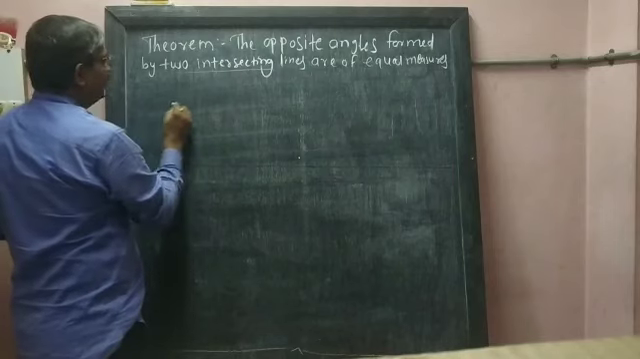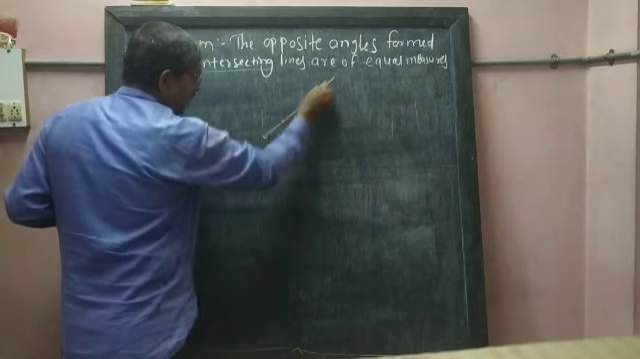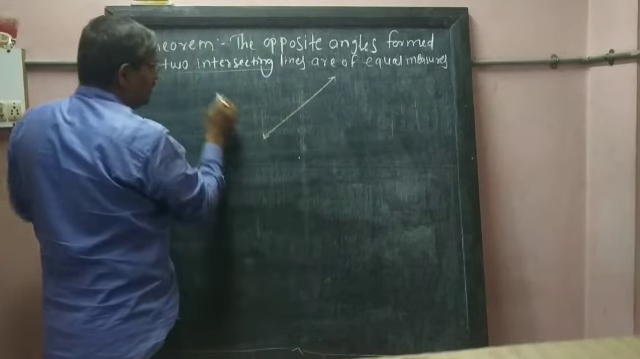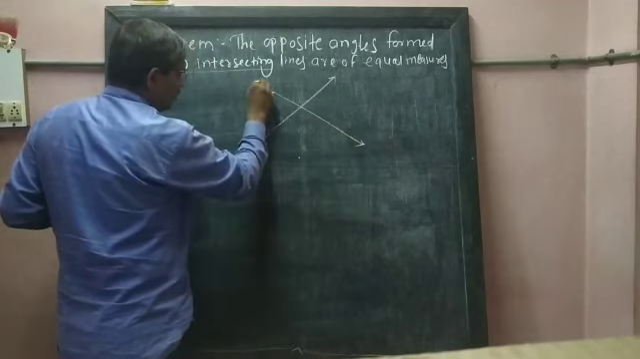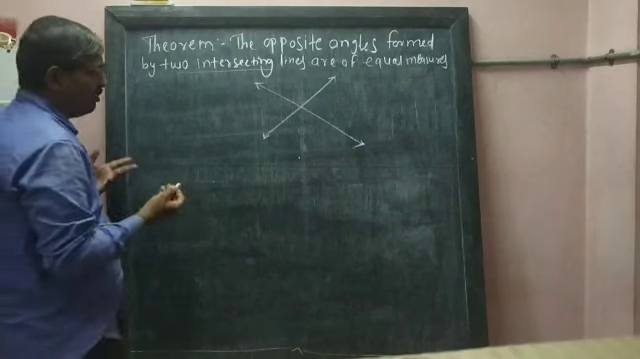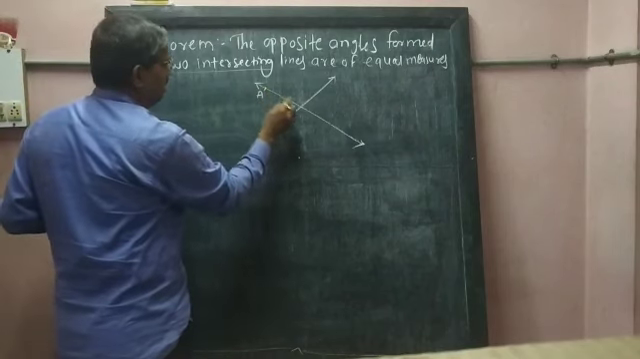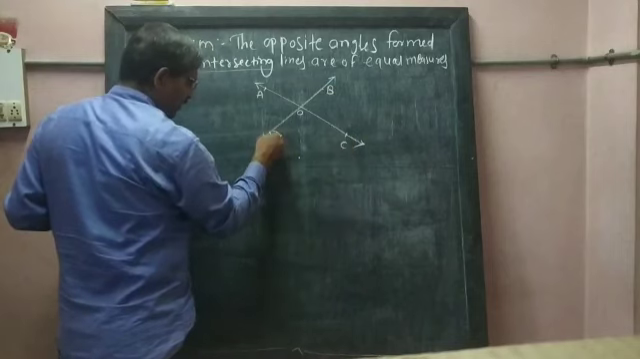Two intersecting lines means there are two lines. First you should draw two lines. How are these two lines? These two lines are intersecting each other. Now we have to give them names: A, O, B, C and D.